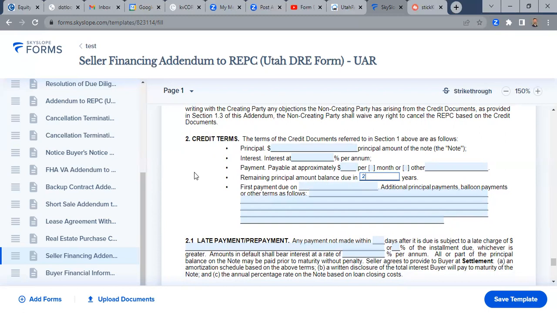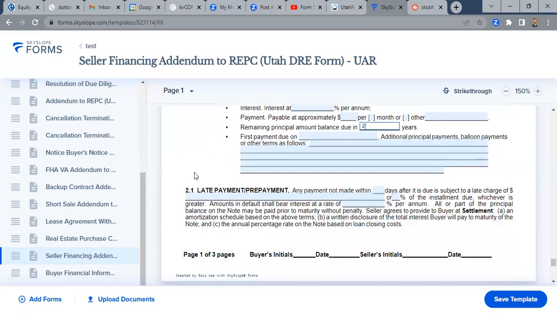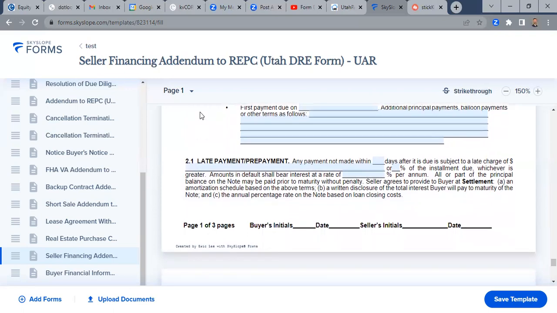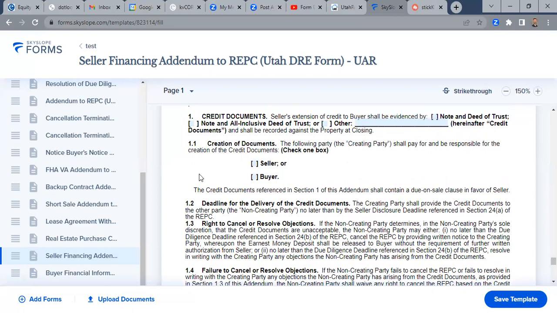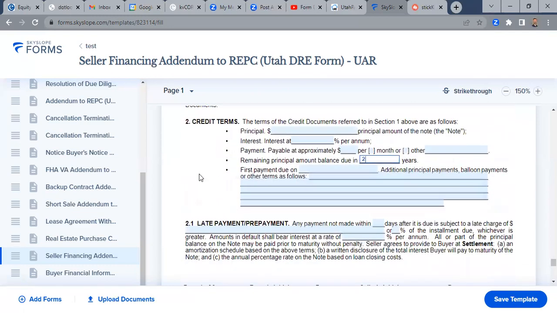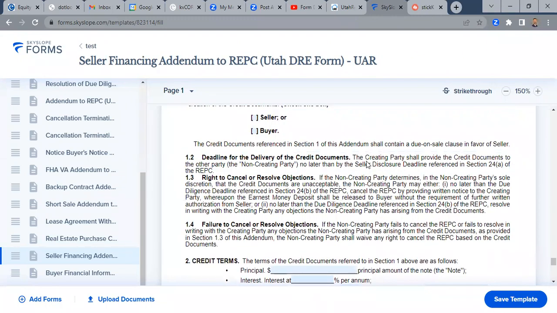So, you're not drafting a note, you're not Googling notes on the internet and filling something out. You would take this to title and they'll help prepare that note for you, which again, you would be the creating party up here. Let's say the seller's creating that, and then they would provide that to the buyer by the seller disclosure deadline.